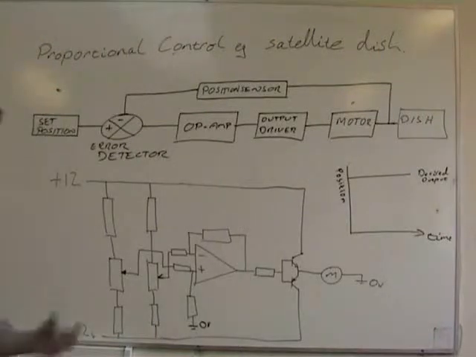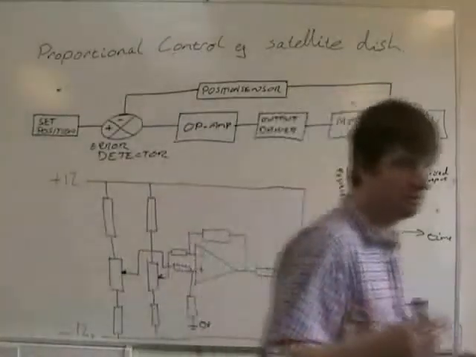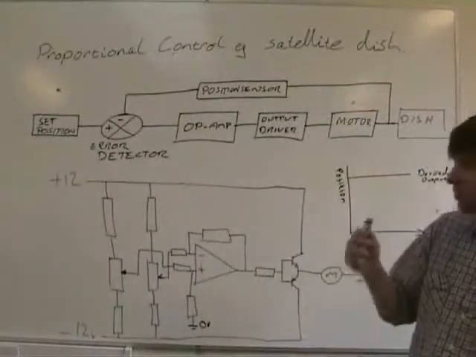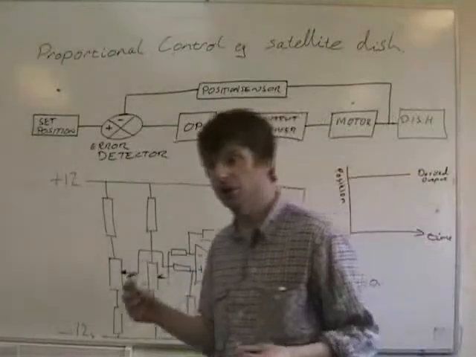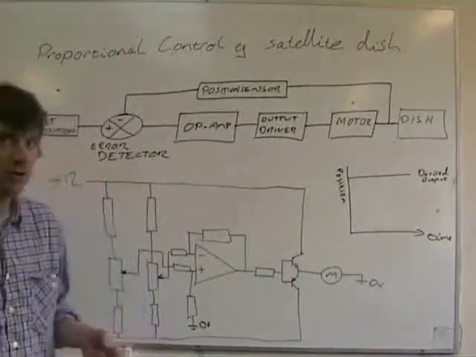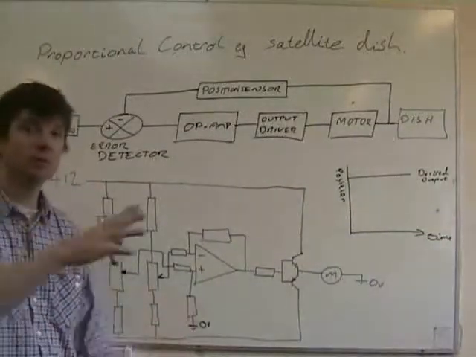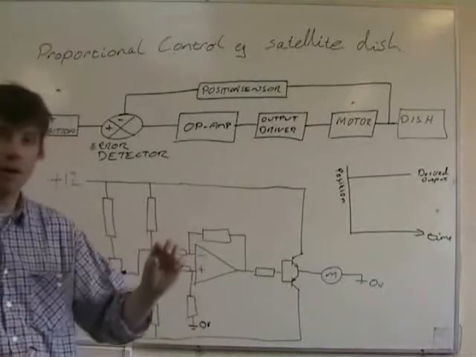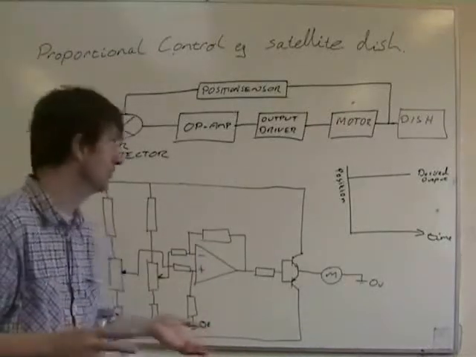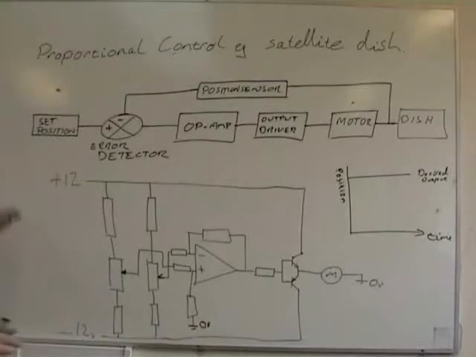Proportional control. In proportional control, the response is proportional to the size of the error at the beginning. So if there's a big error at the start, there's a big full-on response. If there's a small error, there's going to be a small response by the system. We'll take this example here of a satellite dish.